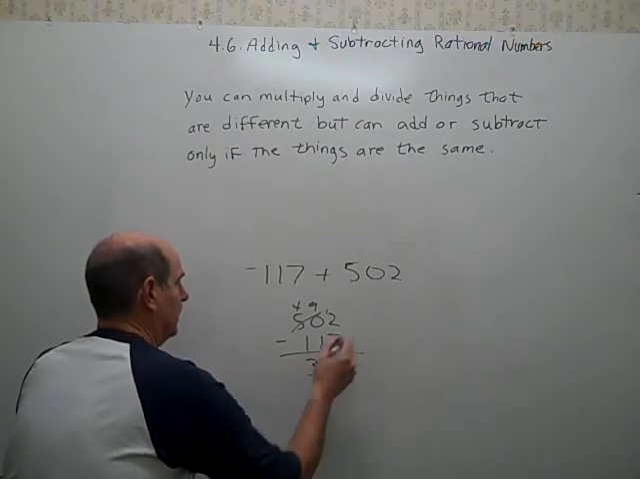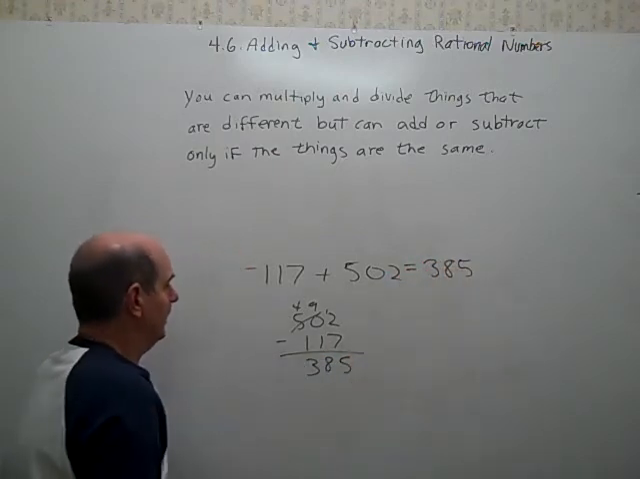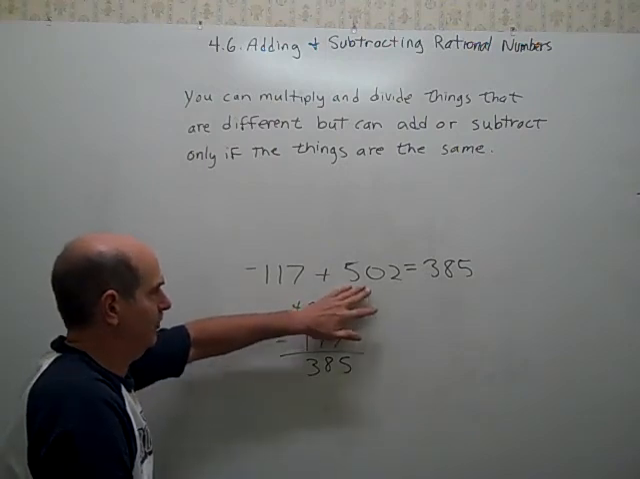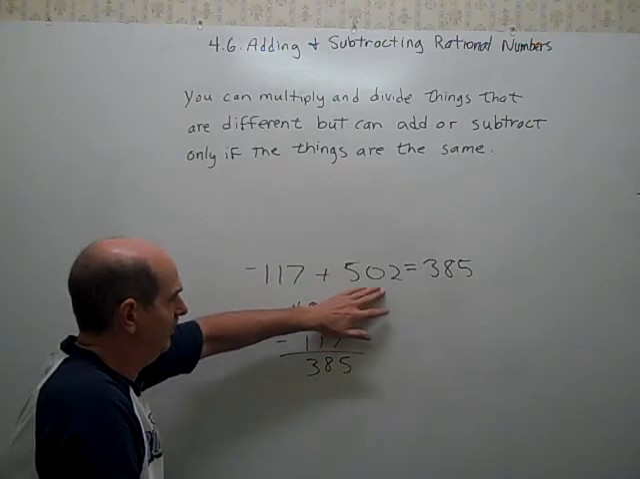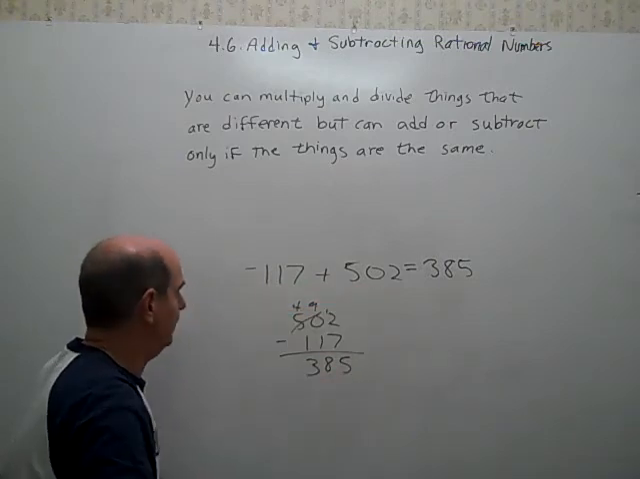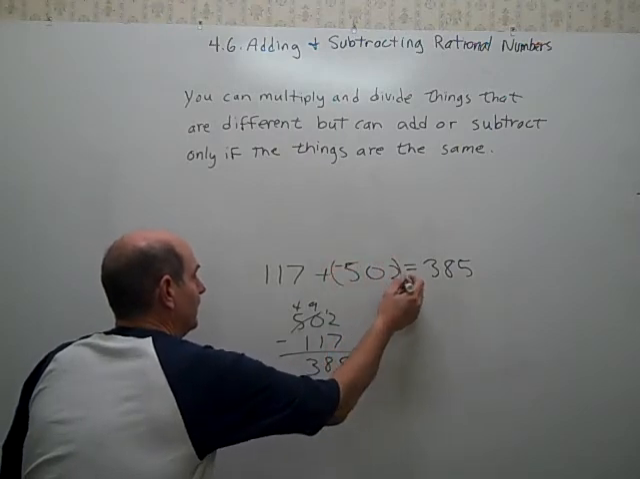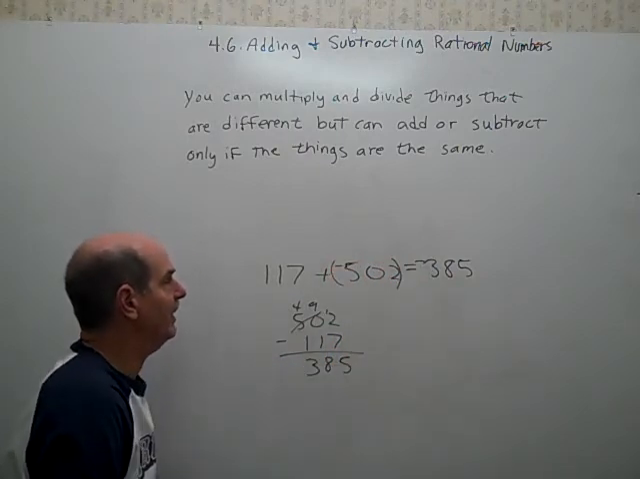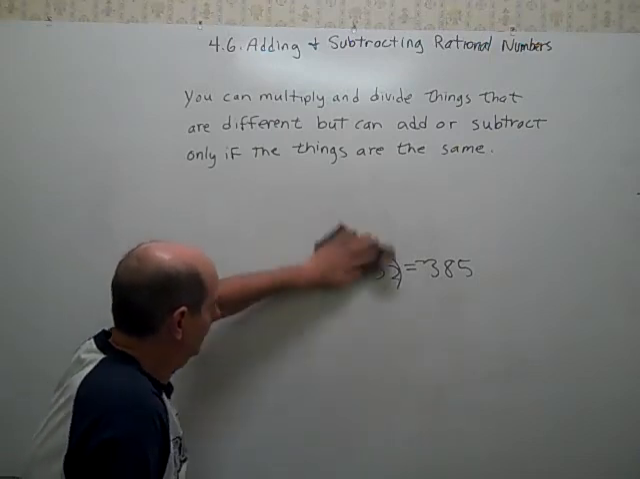385 apart. And I'm going to make it positive 385 because there are more positives than negatives. There are 117 negatives and 502 positives. If I flipped these signs and made this a negative number, then that would be negative 385. So that's a quick review of adding positive and negative numbers.